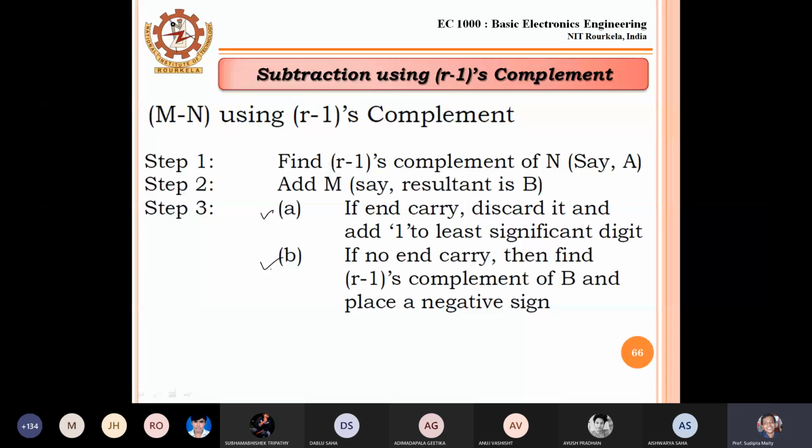Step 1: find the R minus 1's complement of capital N. Suppose the resultant is A. Then in step 2 we have to add M with A. Done? Everybody has written?